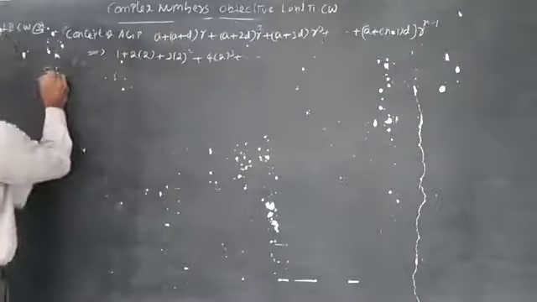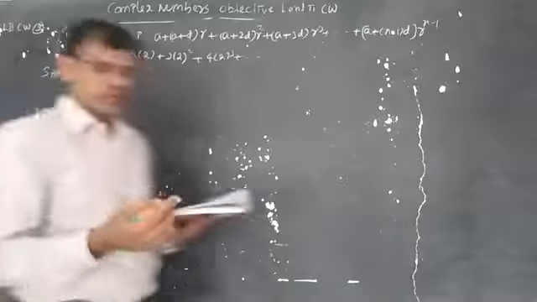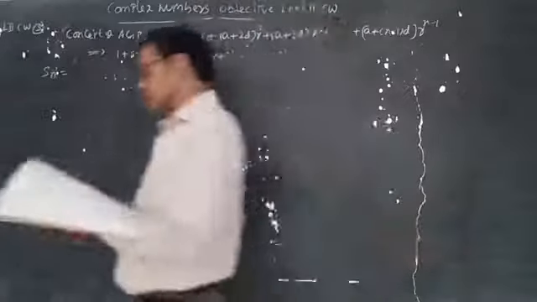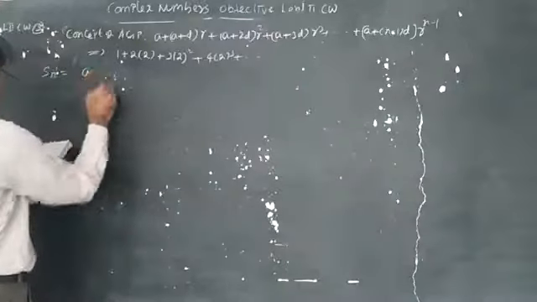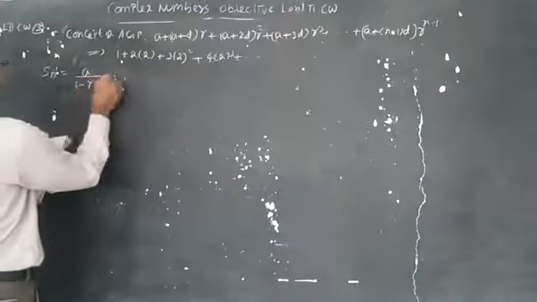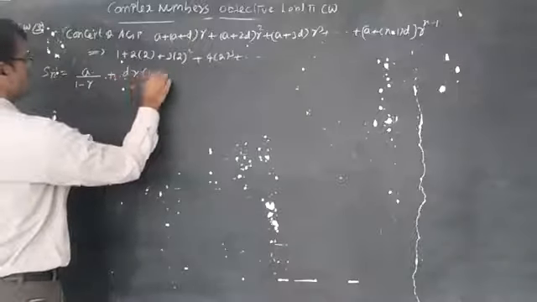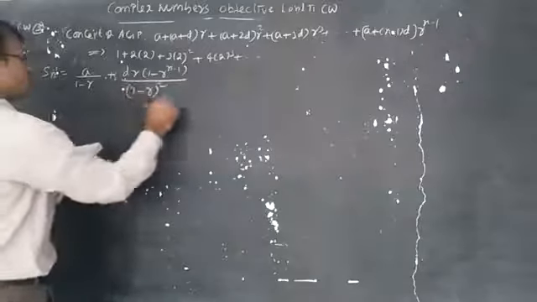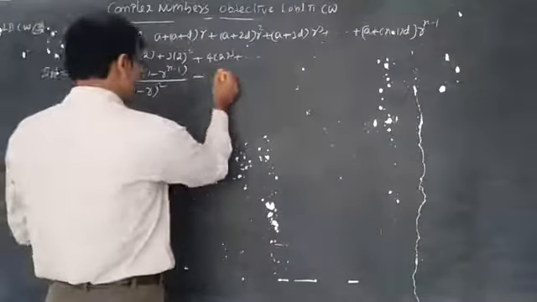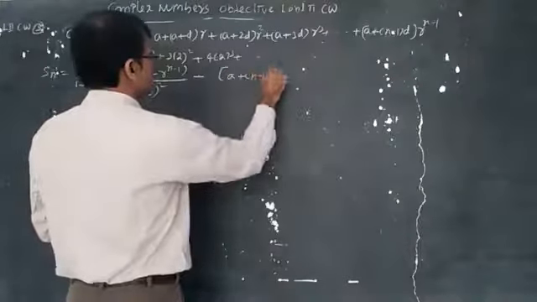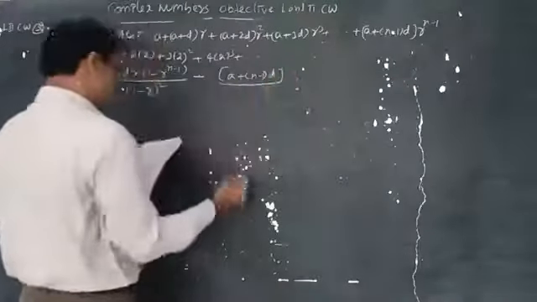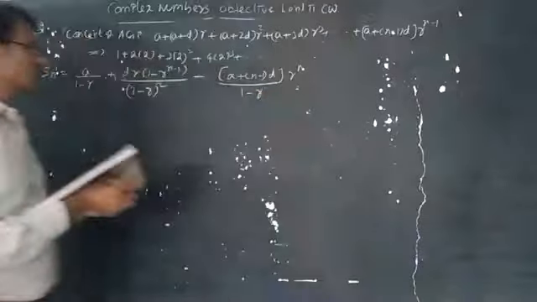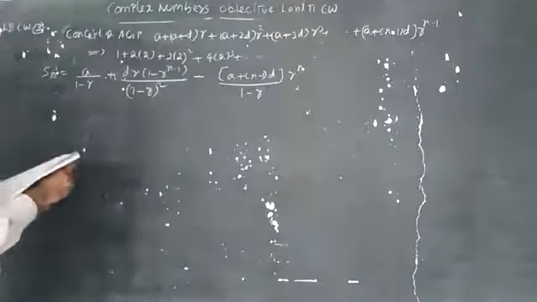In the arithmetic geometric progression, the Sn, which you will be learning in the chapter of sequences and series, is now: write the formula. Sn is equal to a by 1 minus r plus dr into 1 minus r power n minus 1 by 1 minus r whole square, minus a plus n minus 1 into d into r power n by 1 minus r. This is the formula of Sn.